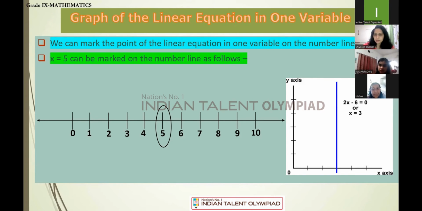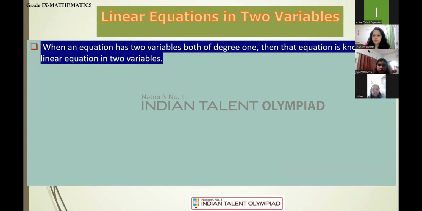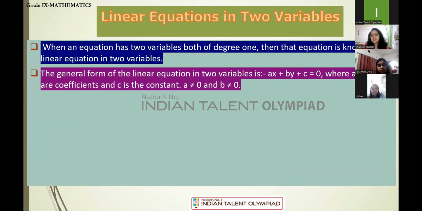Got it? Yeah. So now come to linear equations in two variables. Again, that was the recall of the previous thing we have done. We have already discussed this: when two variables both have degree 1, that is an equation in two variables. What was the general form of linear equation in one variable? ax plus b is equal to c. But here, with b, we have a second variable: ax plus by plus c is equal to 0.